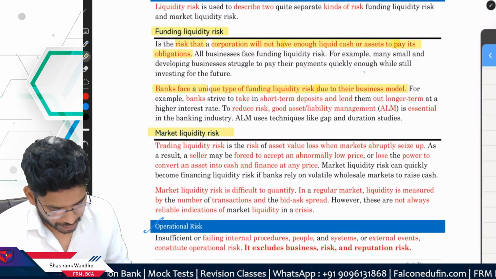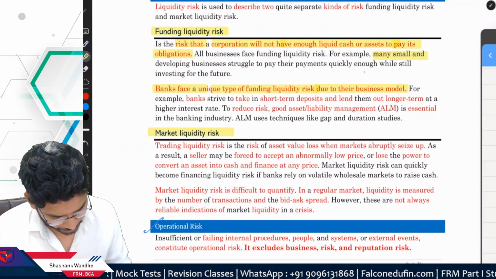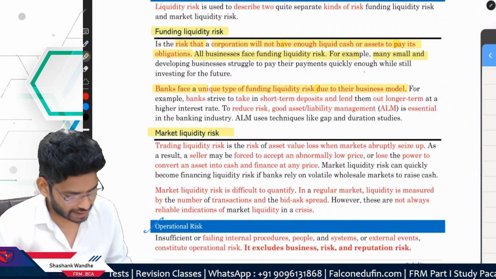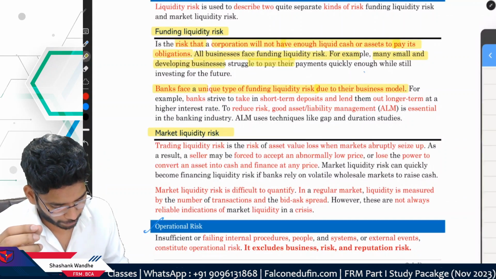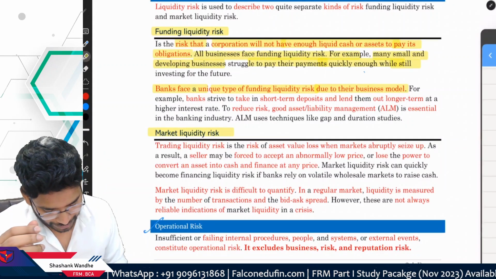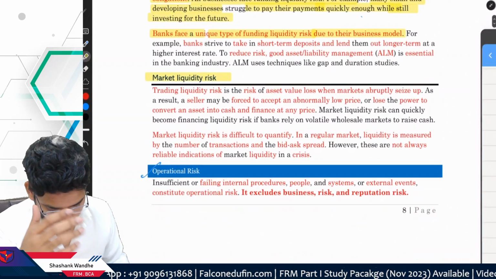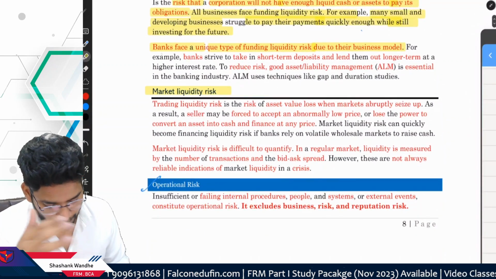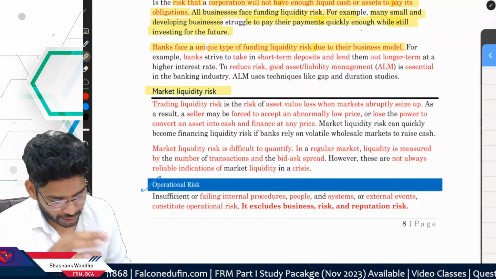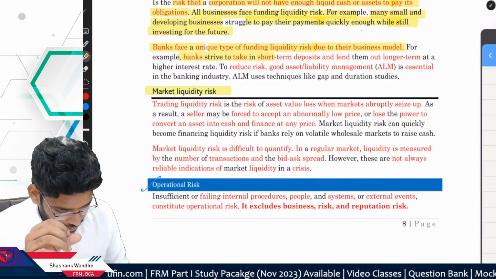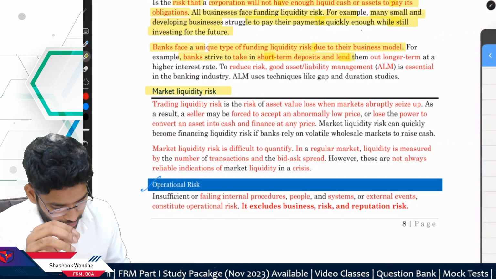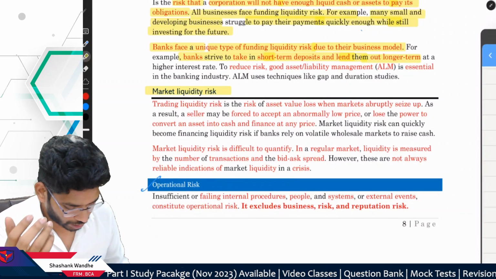All businesses face funding liquidity risk. For example, many small and developing businesses struggle to make their payments quickly enough while still investing for the future. Now here, the bank faces a unique type of funding liquidity risk due to its business model. For example, the bank tries to take in short-term deposits and lend them in the long term.